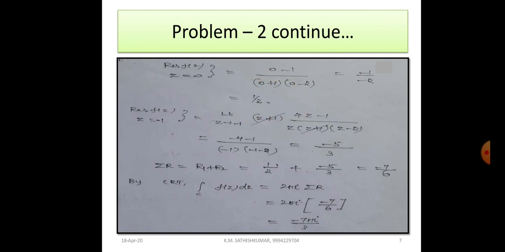So the first portion is over. Similarly, for the second portion, z is equal to minus 1 also lies inside.